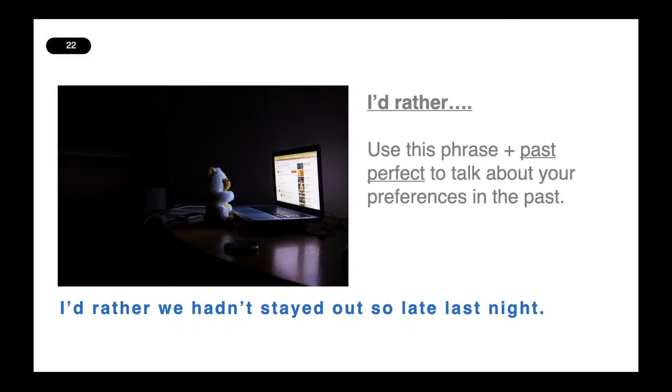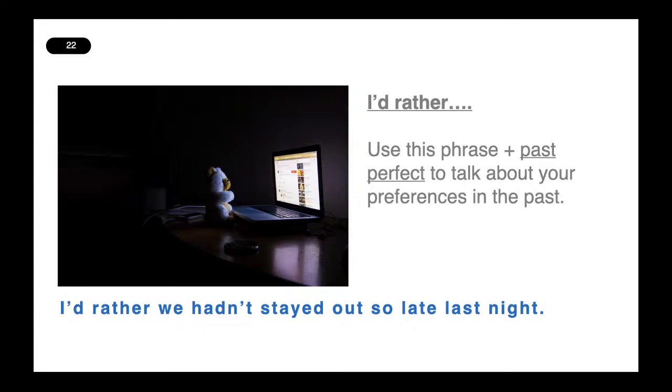So I'd rather we past perfect. And this shows regret for the past. So you could say I would rather I hadn't drunk so much soju yesterday. So that means I did drink too much soju, and now I'm feeling really bad today.